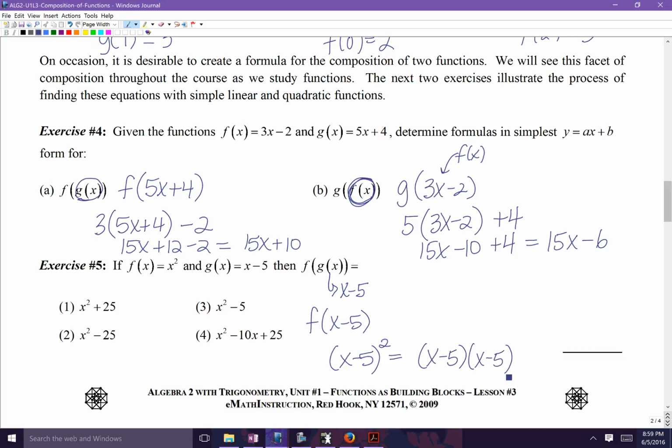And we're going to do what we like to call the Justine method. X squared, two numbers, negative 5 and negative 5, add to negative 10. Negative 5 times negative 5, multiply them. Add to the middle, multiply to the ends. So the final answer here for this one is choice 4.